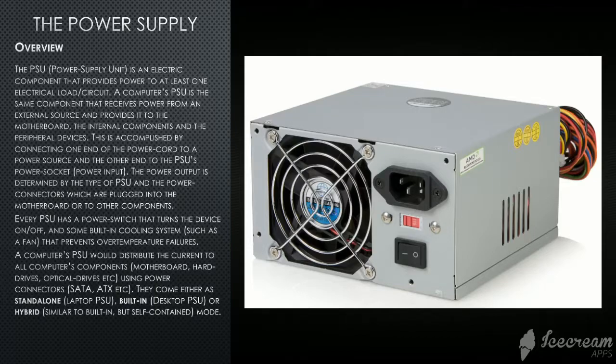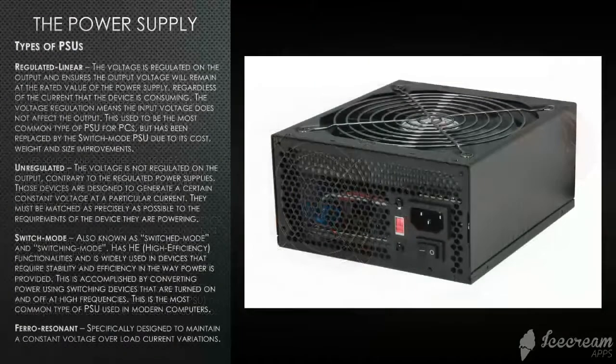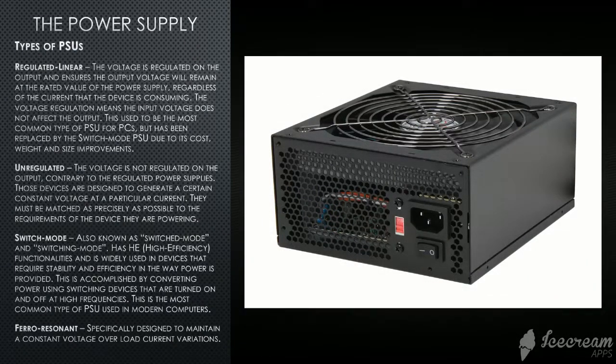They come either as standalone, built-in, or hybrid mode. The standalone power supplies are typically external devices used to charge a battery, and you can find them mainly in laptops. Built-in power supplies are found in desktop computers and need to be manually set up inside the box. The hybrid power supplies are similar to the built-in but are self-contained. So let's review some common types of power supplies.